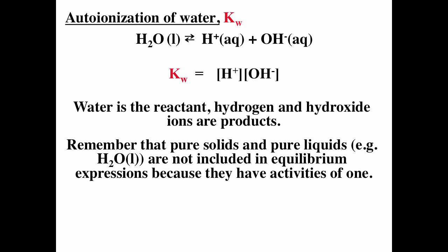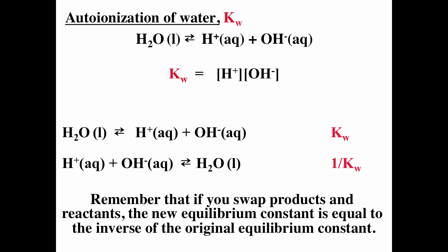And so ionization of water is actually a very, very important equilibrium constant. You're going from liquid water to hydrogen ions plus hydroxide ions. And so water is a reactant, and hydrogen ions and hydroxide ions are the products. If we write down the equilibrium expression, we do products over reactants, coefficients become exponents, and pure solids and pure liquids don't appear because they have activities of 1. And so we end up with Kw equals hydrogen ion concentration times hydroxide ion concentration. Now if we rewrite this reaction backwards, so we have hydrogen ions plus hydroxide going to water, that equilibrium constant would be 1 over Kw. Remember, if you switch products and reactants, then you take the inverse of the equilibrium constant.